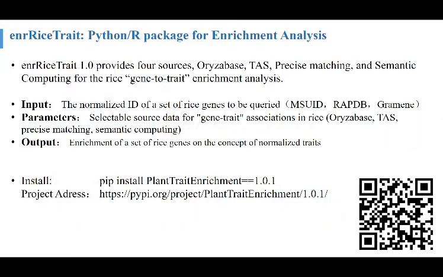The first version provides 4 sources: enrRiceTrait, TS, precise matching, and semantic computing for the rice gene-to-trait enrichment analysis. You can input the normalized ID of a set of genes to be queried, and set the parameters by selecting the source data from the 4 data we mentioned above. Then you will get the output of enrichment result of a set of rice genes on the concept of normalized trait. Acquire our toolkit by scanning this QR code or use the command on this slide.